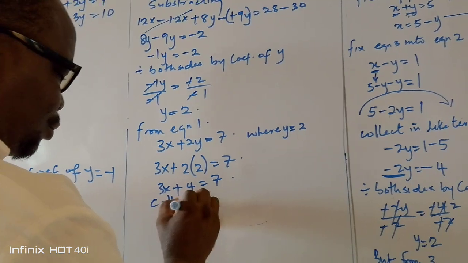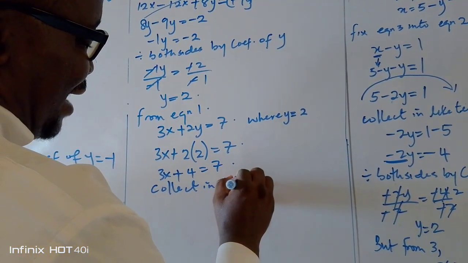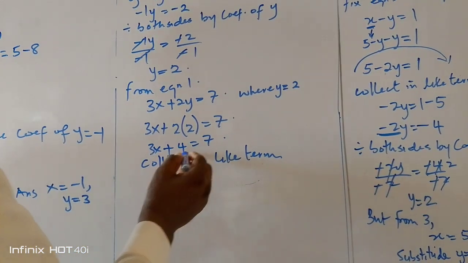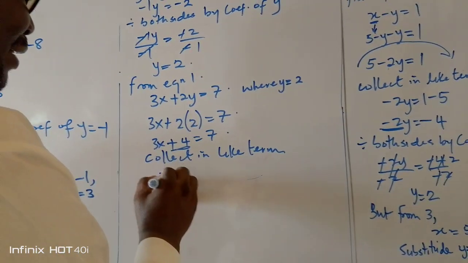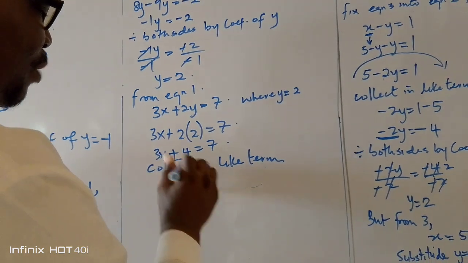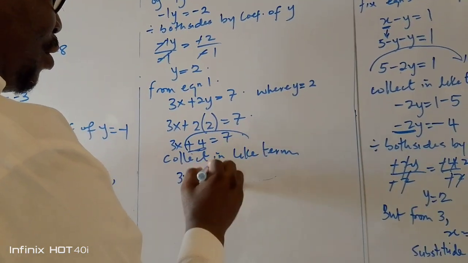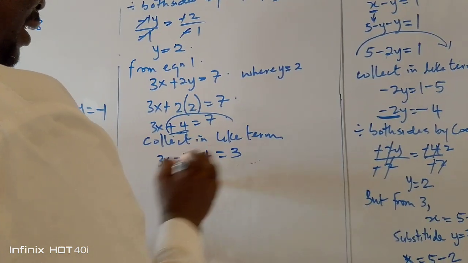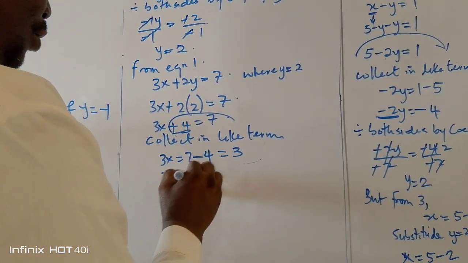Collect like terms. So I'm collecting like terms. The plus 4 here must come to this side. So I have 3x equals 7, and when plus 4 crosses over here, it becomes minus 4. So that gives me 7 minus 4, which gives me 3. So I have 3x is equal to 3.